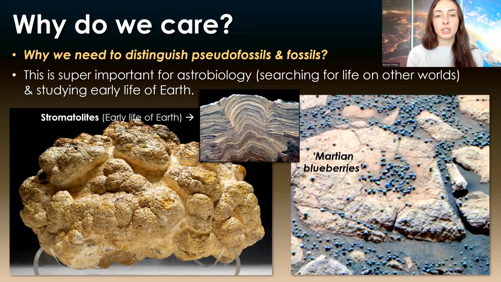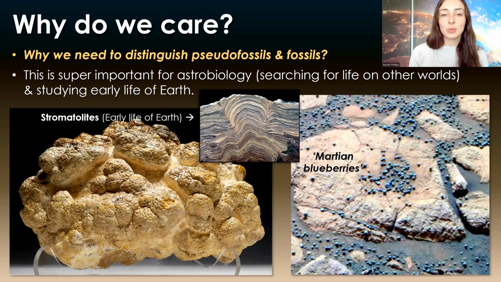And so if we study these types of structures more, we can get a better idea what the requirements are for certain structures, and if they require life, then finding them on other worlds might mean that there either was or is still life on those worlds. Now, don't get your hopes up. Martian blueberries or iron concretions can form abiotically.